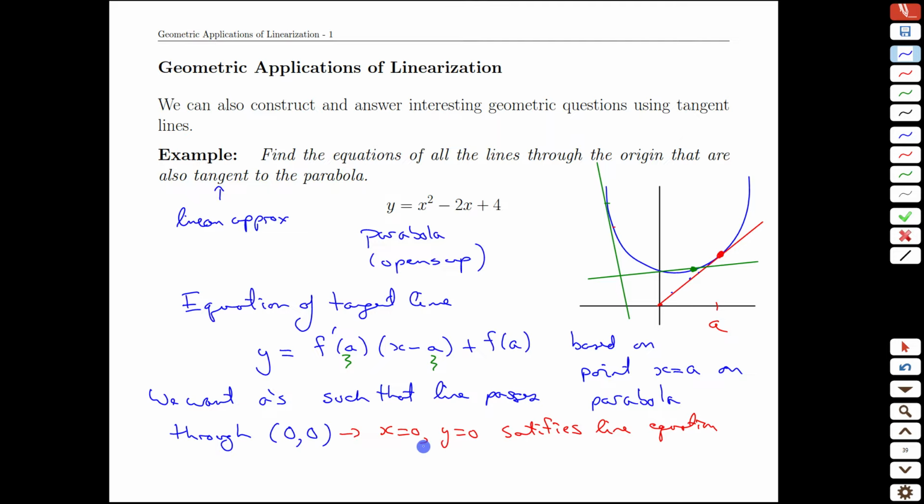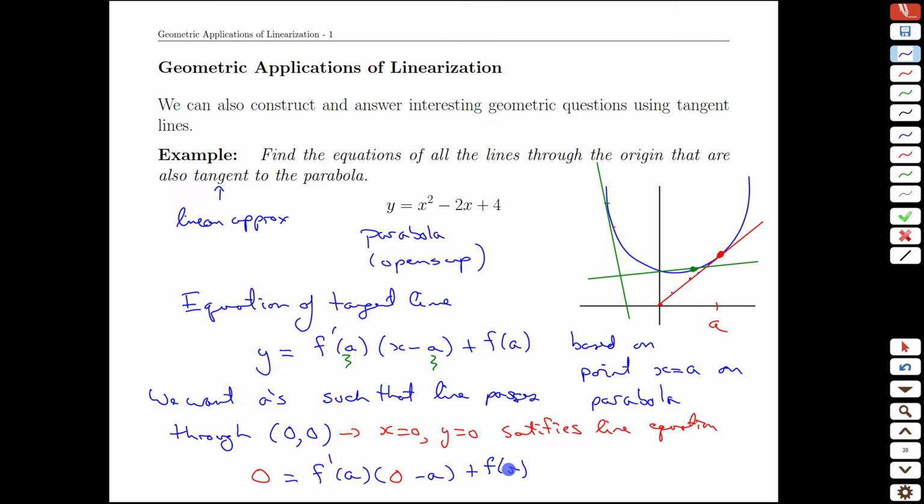So this is going to be a special condition on the line. And so we can plug that in. We want 0, copying this over, to equal f prime of a times x minus a plus f of a, and actually the x is also now a 0. All right. Well, this so far hasn't used the details of the parabola that we were given.